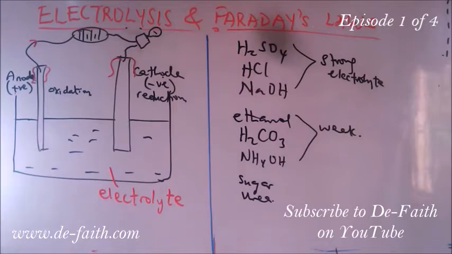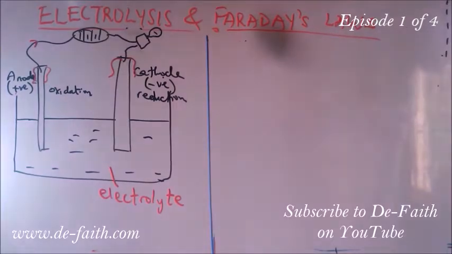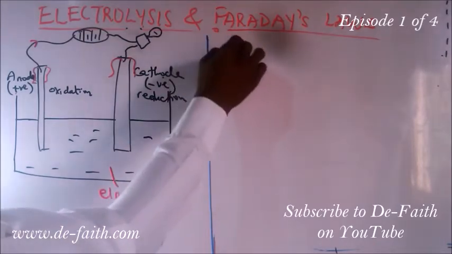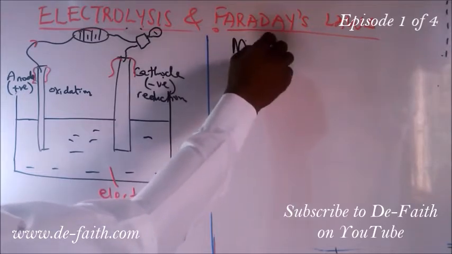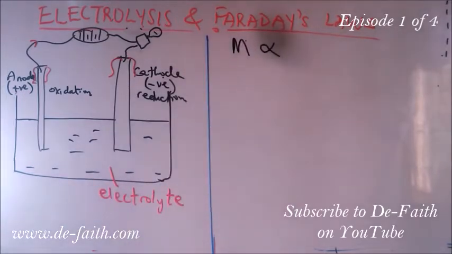Next, we'll look at Faraday's first law of electrolysis. It states that the mass of a substance deposited at the electrodes during electrolysis is directly proportional to the quantity of electricity passing through the electrolytes. We have it that mass is directly proportional to the quantity of electricity that is passing through.